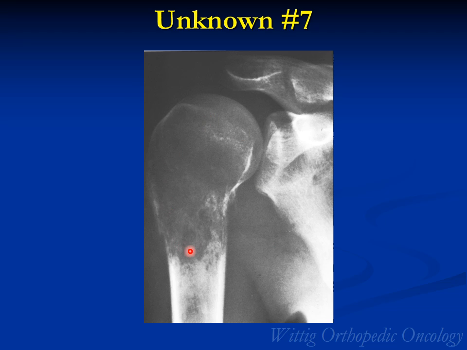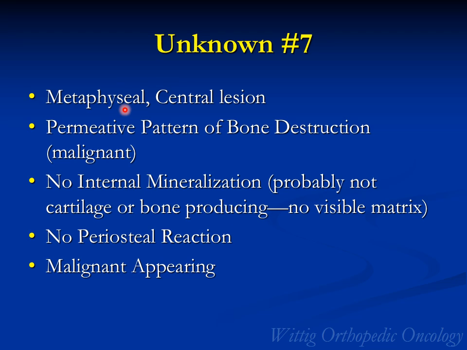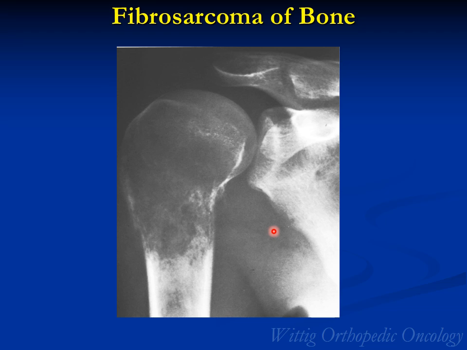Unknown number 7. This is the proximal humerus or shoulder girdle. This is a permeative and moth-eaten lesion. So metaphyseal / central lesion, permeative pattern of bone destruction, which indicates it's probably malignant. There's no internal mineralization, so it's probably not a cartilage or bone-producing tumor since there's no visible matrix, although you can't be 100% sure without a CAT scan. There's no periosteal reaction, and it's an aggressive malignant-appearing lesion in a skeletally mature individual. Fibrosarcoma of bone.